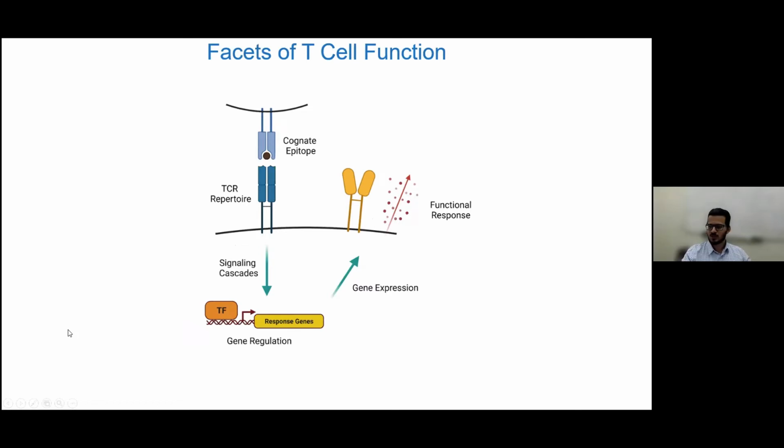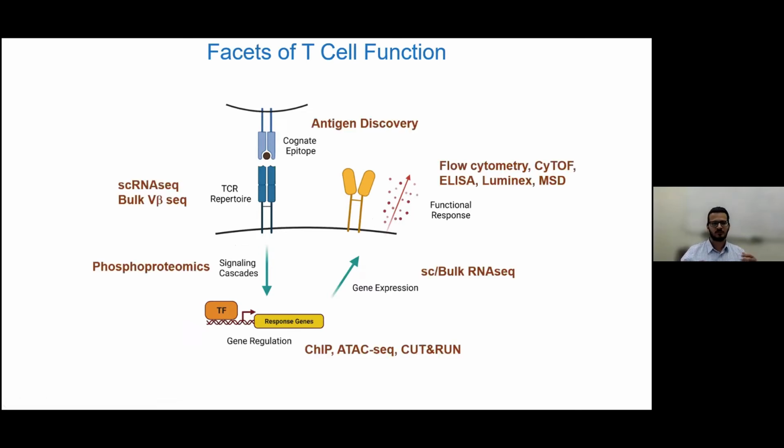So over the years, there have been many methods developed to look at all the different functions of a T cell. For example, to study T cell repertoire, one can use single cell RNA-seq or bulk sequencing of V beta. We can also use RNA-seq methods or ChIP-seq type of methods to look at gene expression and regulation. We can use phosphoproteomics and proteomics-based methods to look at signaling and functional responses of T cells. So the question, or really the challenge, is how do we integrate the function of a T cell at both a single cell level and a repertoire level?